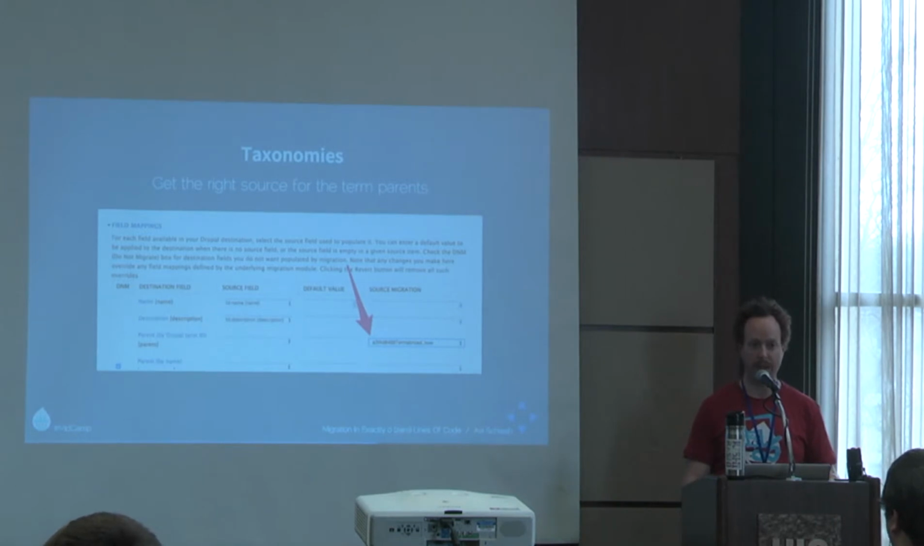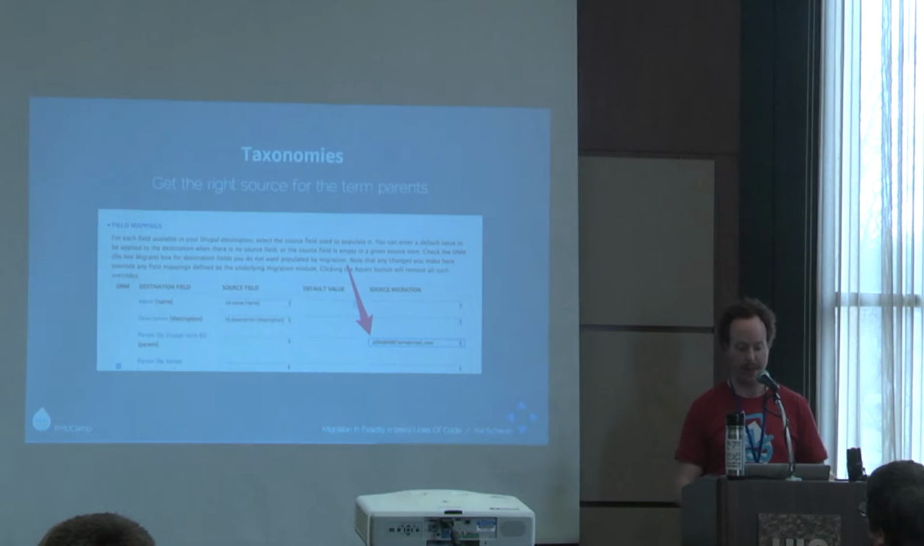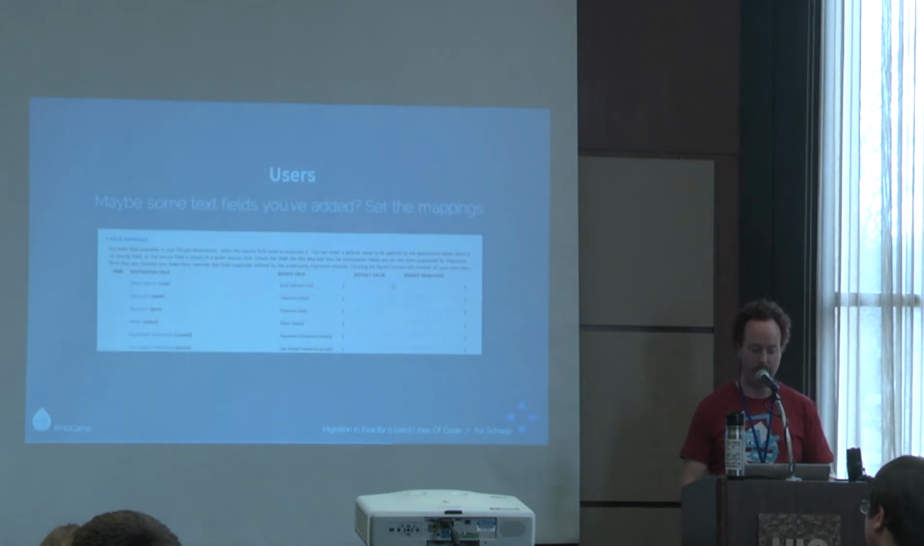Taxonomies: each taxonomy is going to be brought in as a separate line in that migration. So you want to make sure that you've got the right source for the taxonomy. Each of these terms is going to come in under a parent. So you've got your tags, and the tags are under the parent tags. In the field mappings, there'll be a parent item there. The wizard should fill that out for you, but it's good to go in and check that out.